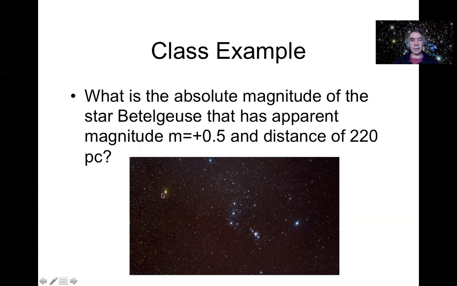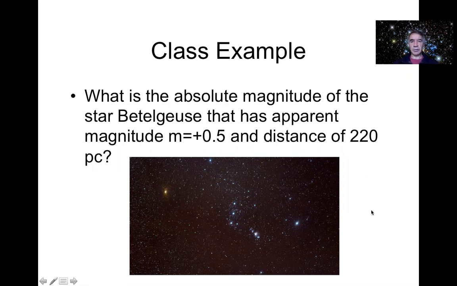And again, especially as the winter evenings go on, you'll start to see this constellation rising very prominently to the southwest if you get a clear evening. And you'll be able to see Orion, one of the most recognizable constellations. Anyway, we were trying to work out the absolute magnitude of this star, given this information.